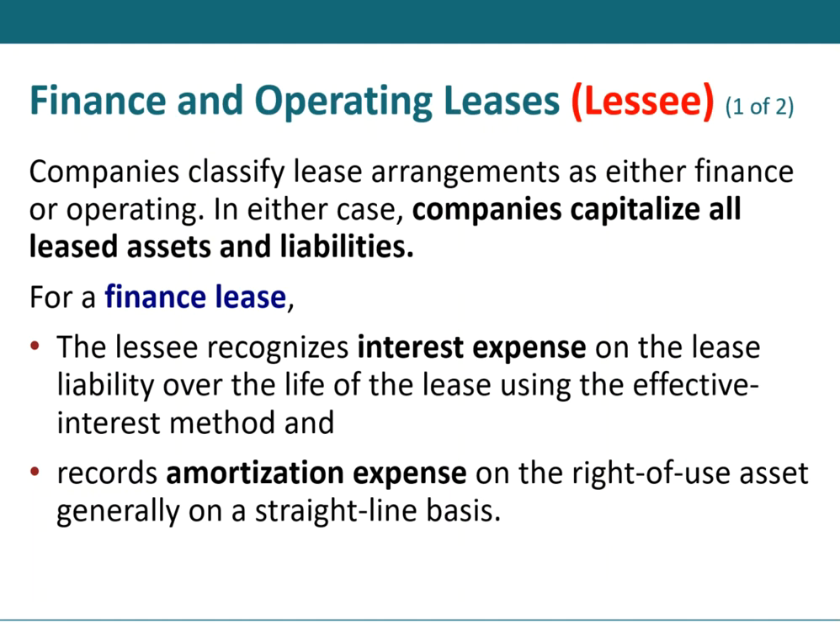At the same time, they record the asset on their financial statements, and they would depreciate equipment. In this case, they will record amortization expense of the right-of-use asset that they record on their books, and generally it's done on a straight-line basis. So again, for a financing lease, the lessee records both interest expense and amortization expense of the right-of-use asset.